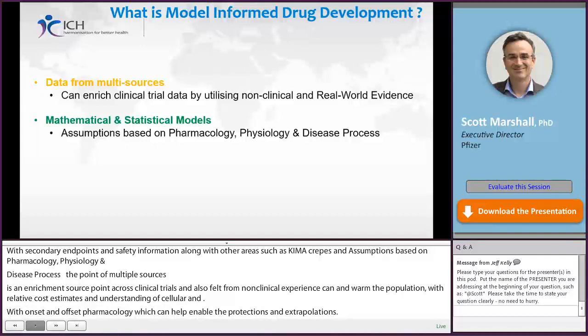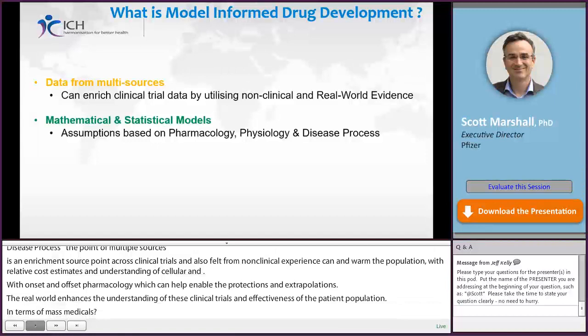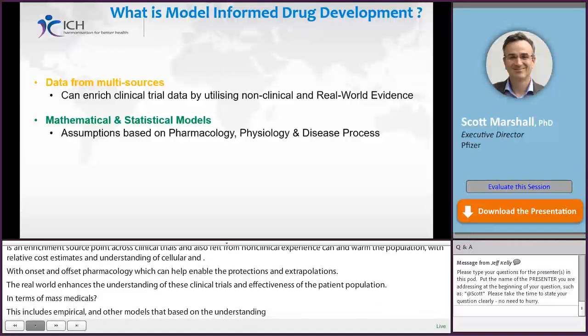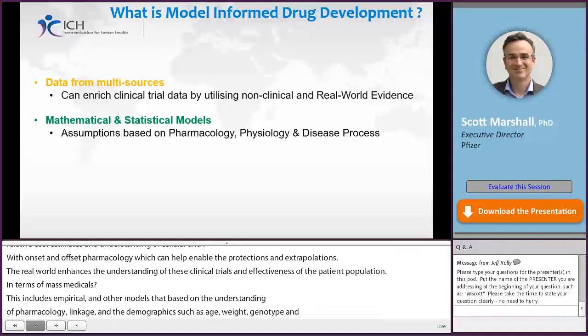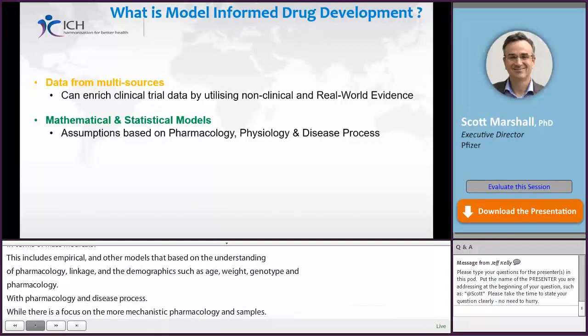In terms of mathematical statistical models, these include all empirical, semi and mechanistic models that utilize assumptions based upon the understanding of pharmacology, PK/PD linkage, and the impact of demographics such as age, weight, genotype on pharmacology and disease processes. While there is a focus on the more mechanistic clinical pharmacology principle models, there is no implied exclusion with respect to simpler statistical models which might adequately relate exposure to outcome and be equally useful.